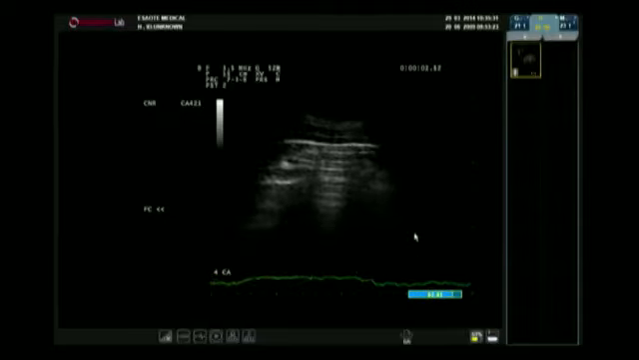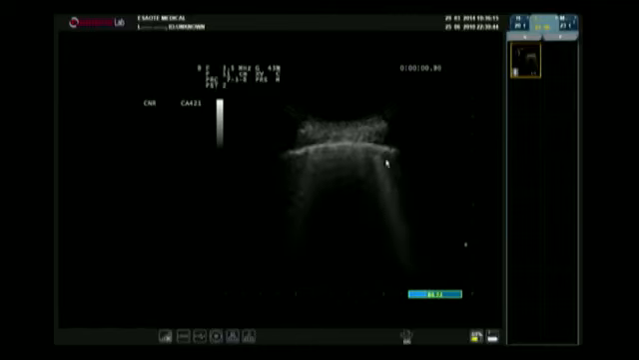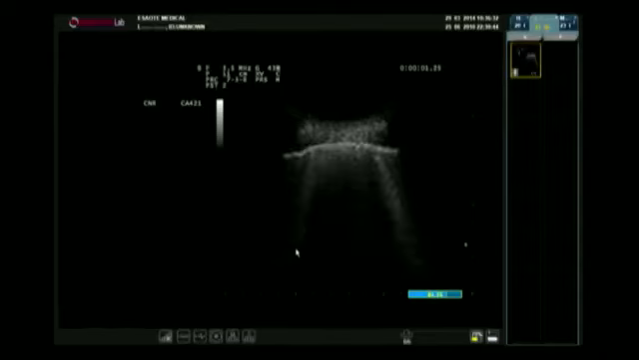Whereas, if your patient has extravascular lung water, what you see are these hyperechoic reverberation artifacts, vertical artifacts, arising from the pleural line and again moving with respiration. These are called B lines, and they are the sonographic sign of the pulmonary interstitial syndrome.